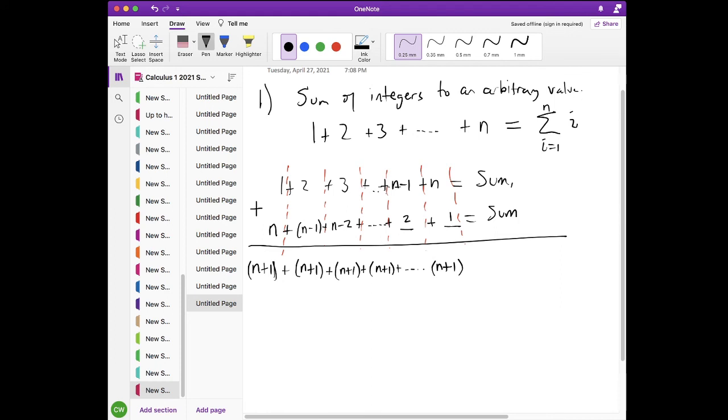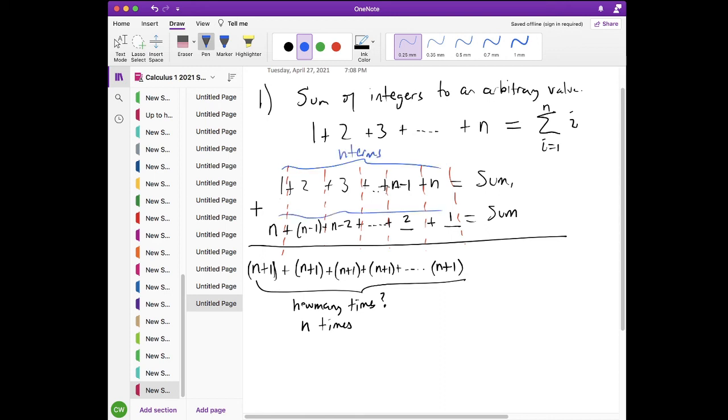How many times did I add n plus 1? It's n times. Why is it n times? Because notice that the number of sums doesn't change if I group them this way, right? So there are n terms here, and obviously n terms here. So if I group them this way, this will be n terms here. Okay, so that's n times n plus 1 of them.